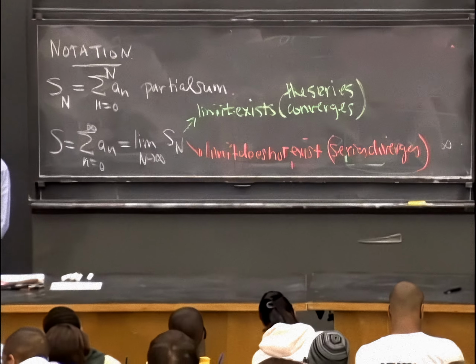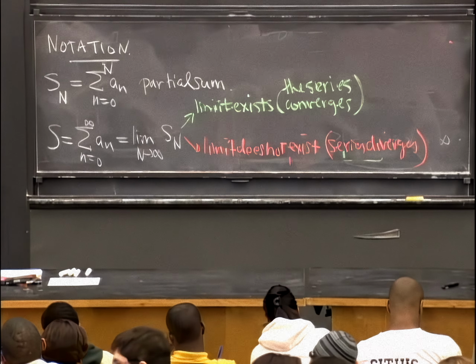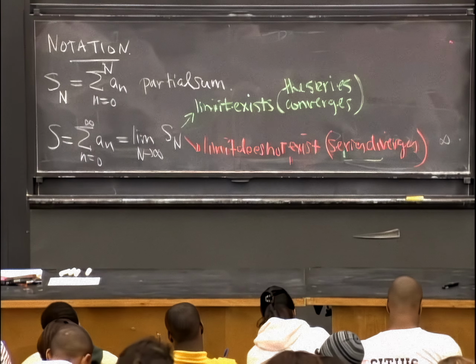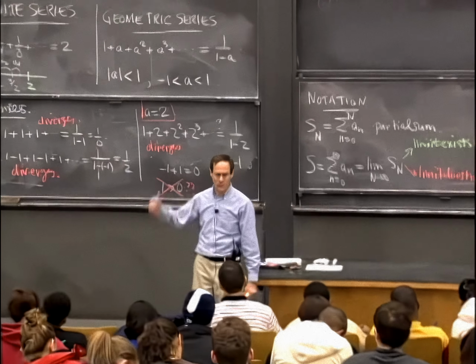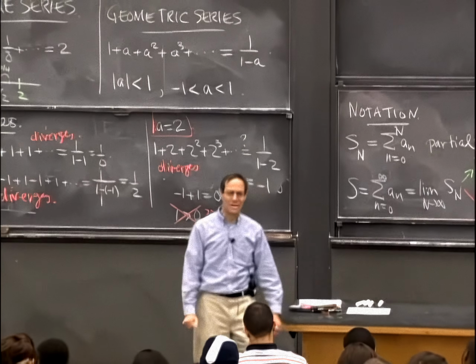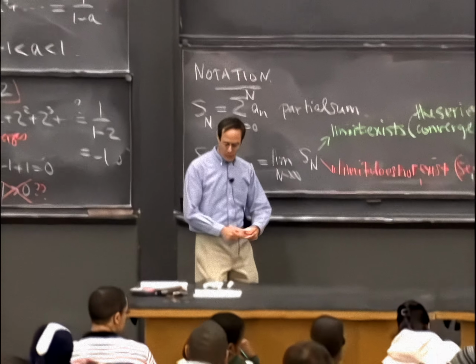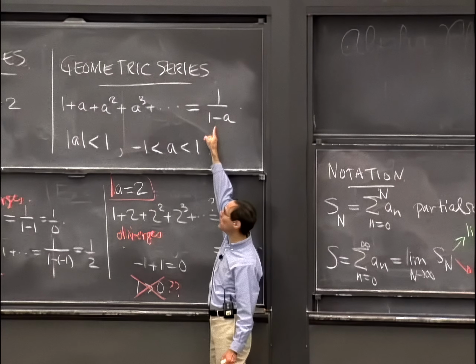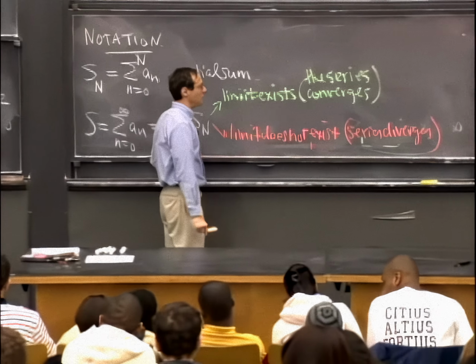Question? How did you arrive at the formula 1 over 1 minus a? The question was, how did I get to this? And I will do that next time. But in fact, of course, you've seen it in high school. We'll do that next time. Sorry, I didn't tell you the question. The question was, how do we arrive at this formula on the right-hand side here? But we'll talk about that next time.